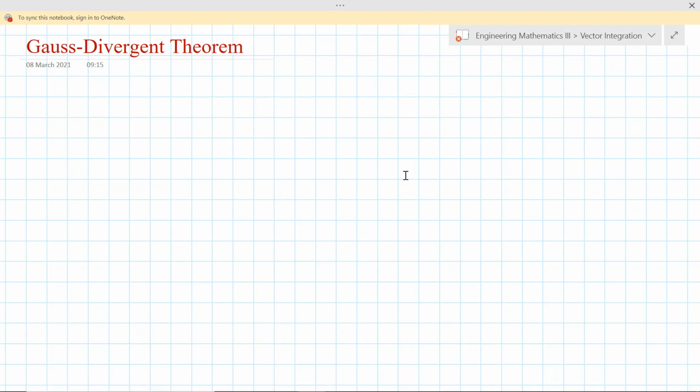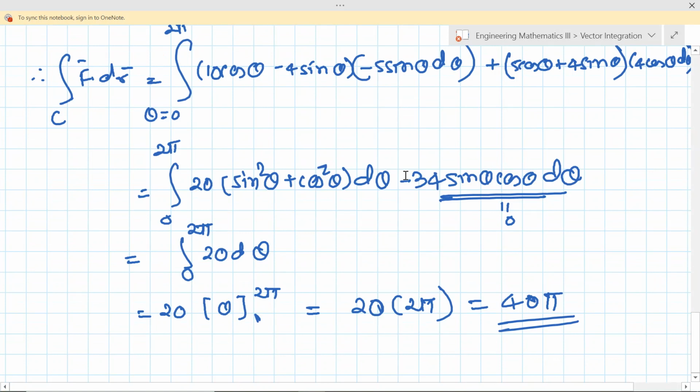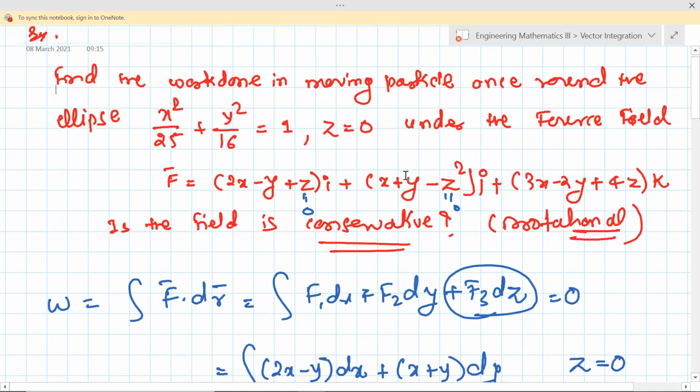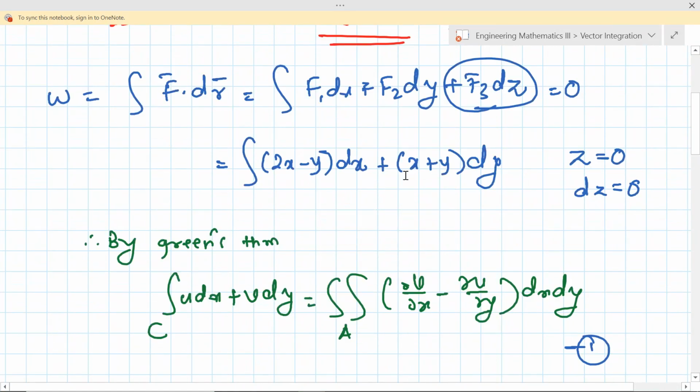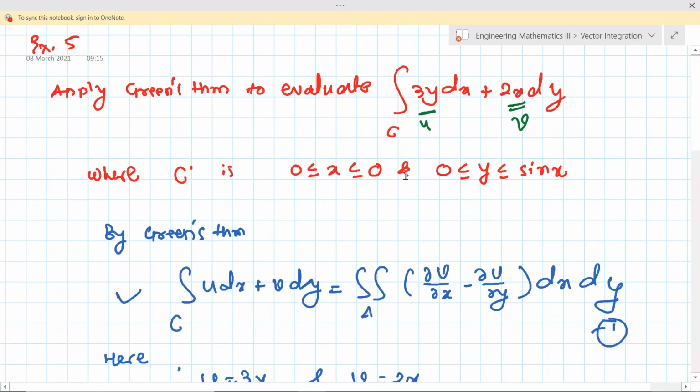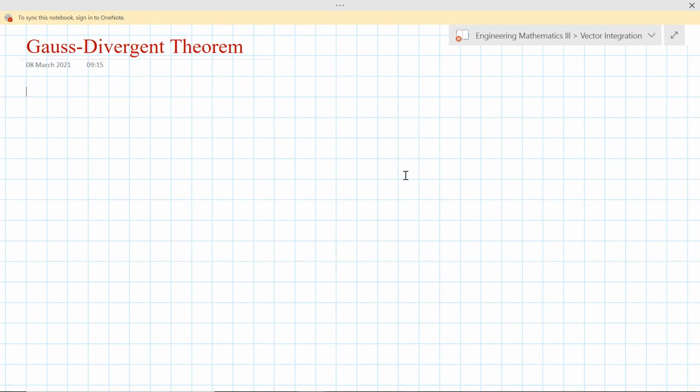Today we are going to discuss the Gauss divergence theorem. In the previous lecture we have seen what Green's theorem is, and we have seen some examples based on that. Now let us see what is meant by the Gauss divergence theorem.